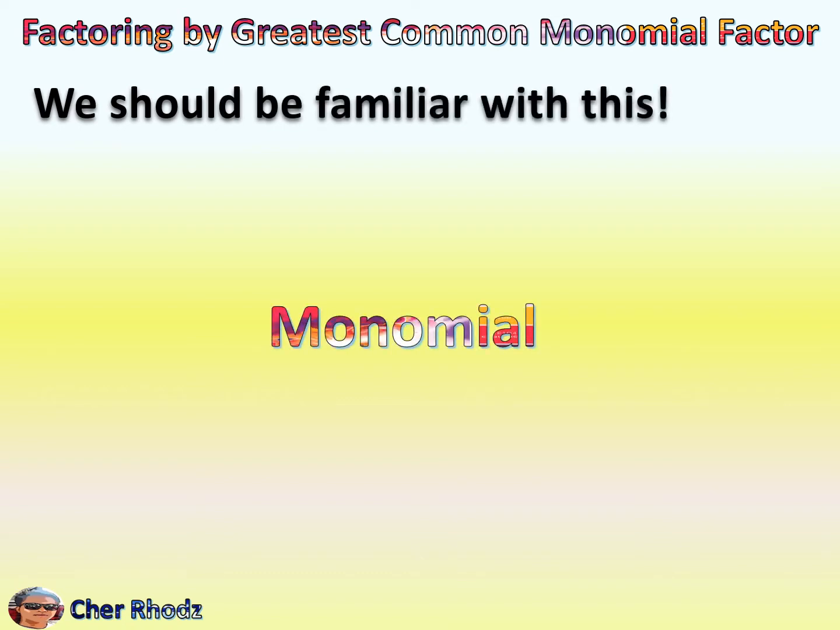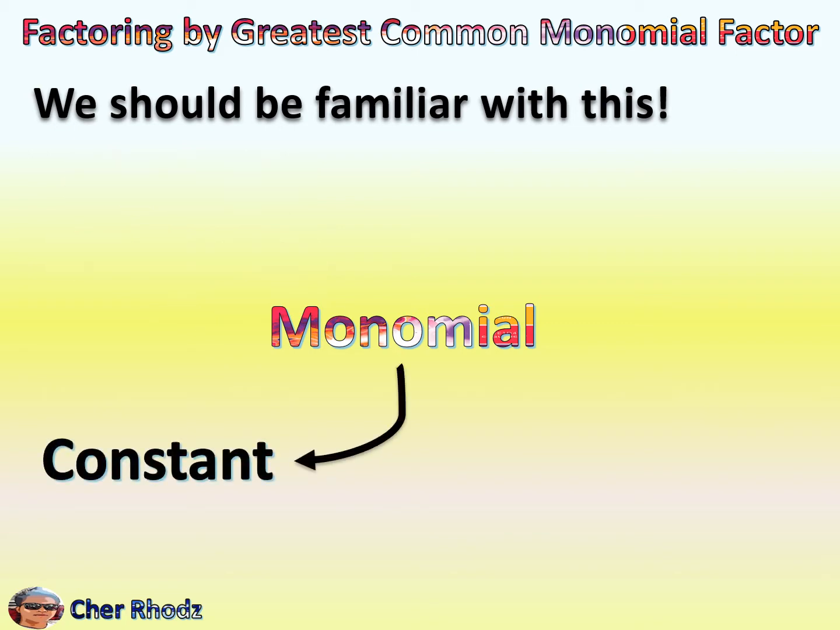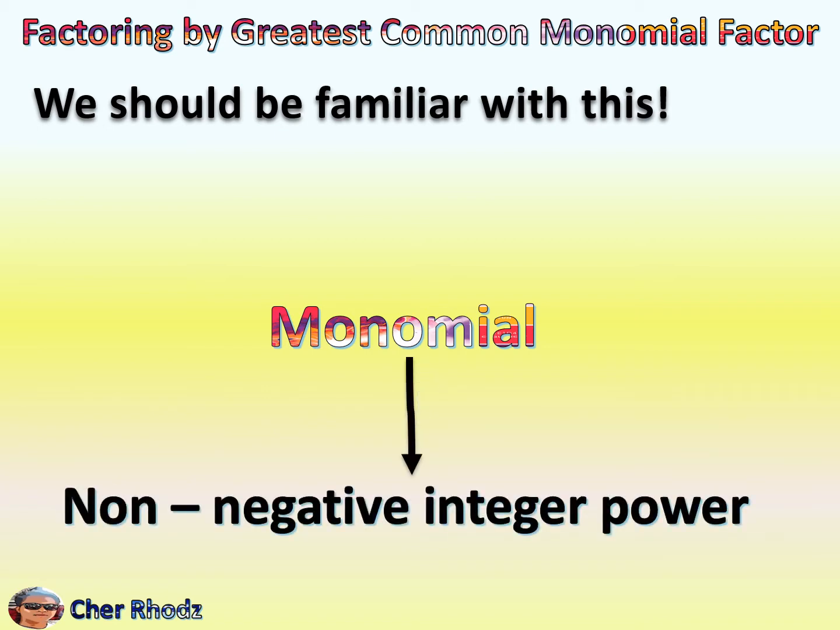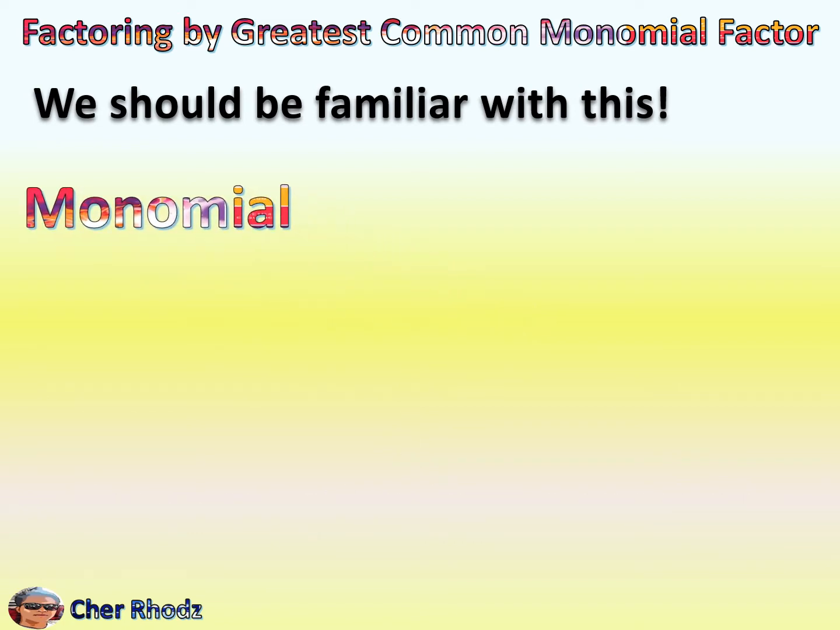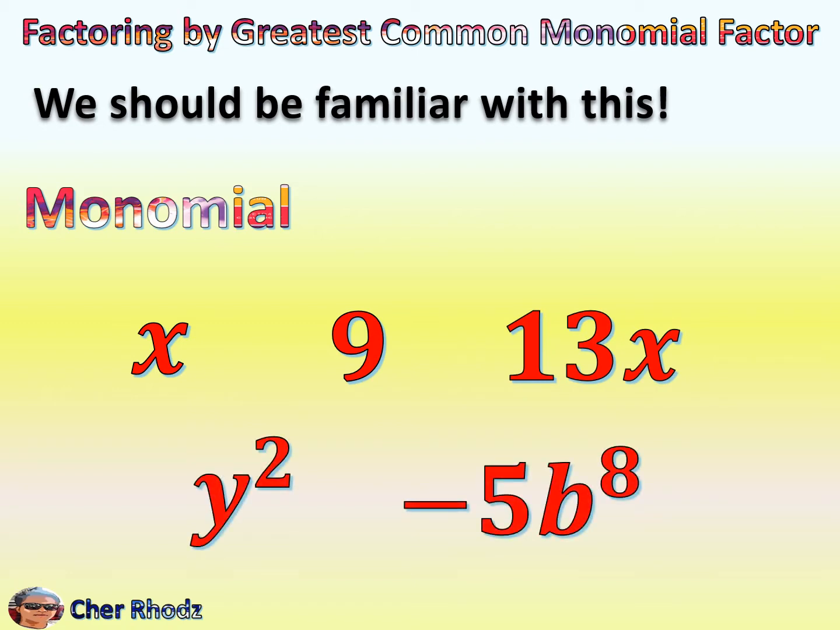Monomial. A monomial is an algebraic expression that has only one term. It can be a constant or a number. It can also be a variable or a letter with a non-negative integer power, or it can be the product of a constant and a variable with a non-negative integer power. Examples of monomials are x, 9, 13x, y squared, negative 5b raised to 8.